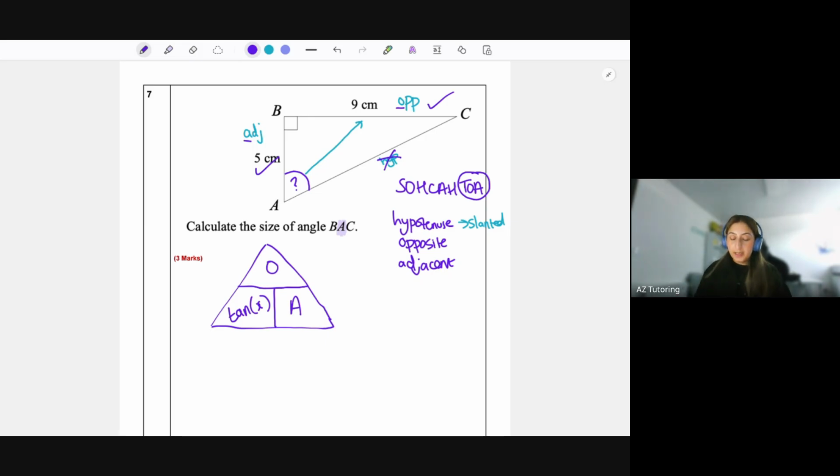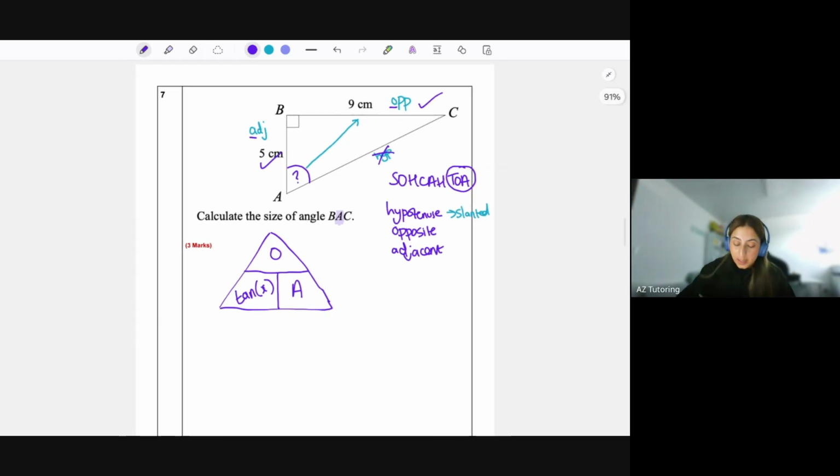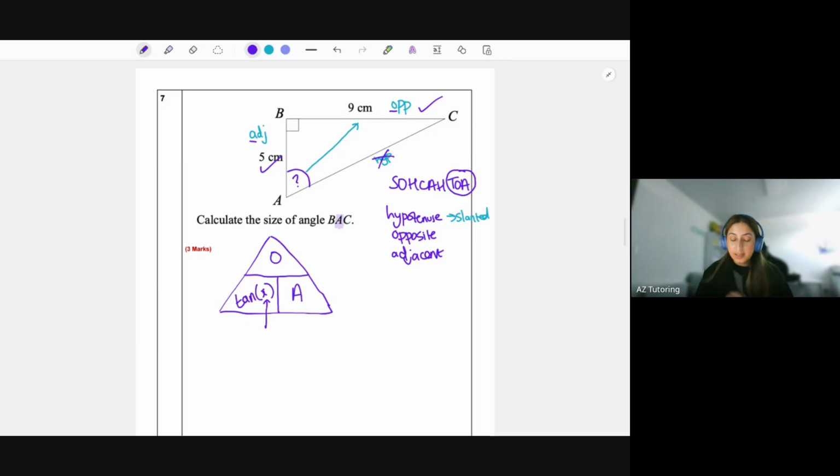So if I'm finding A, it is going to be O divided by tan x. If I'm finding opposite, it is going to be tan x times A. So it's always useful drawing this triangle on the side so you can see how you're rearranging the equation, because sometimes they might ask you to find one of the lengths and you have to rearrange. And remember, your x, so tan, your angle always goes next to your trig value. So that x represents the angle given.